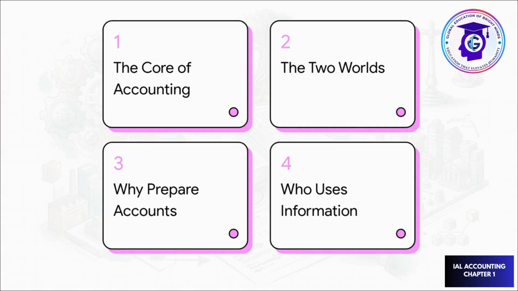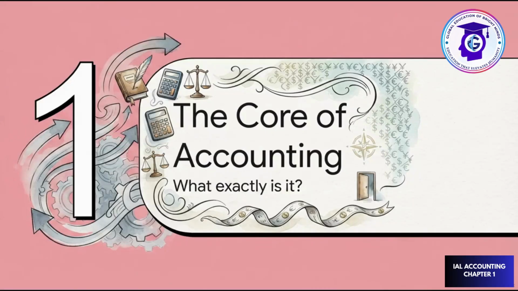Here's our roadmap for the explainer today. We've got 4 main stops. 1, the core of accounting. 2, the 2 worlds. 3, why prepare accounts. And finally 4, who uses the information. Let's get right to it. Starting with section 1, the core of accounting, and what exactly it is.